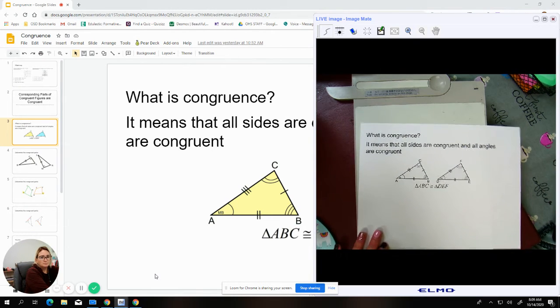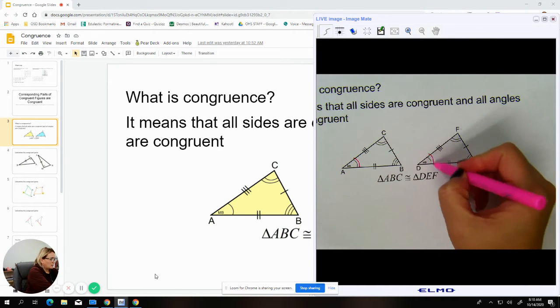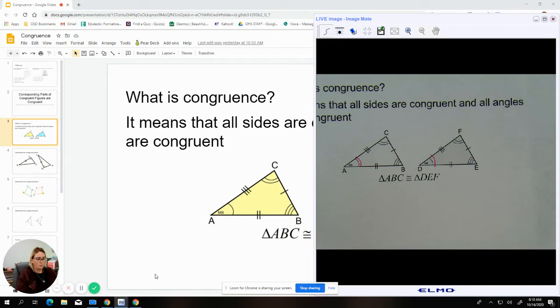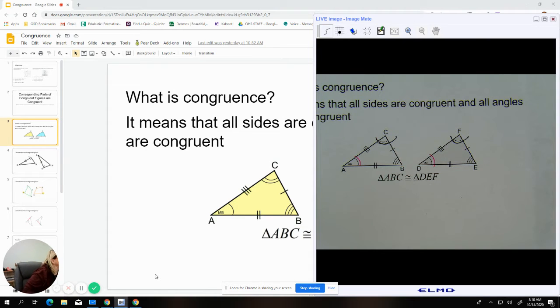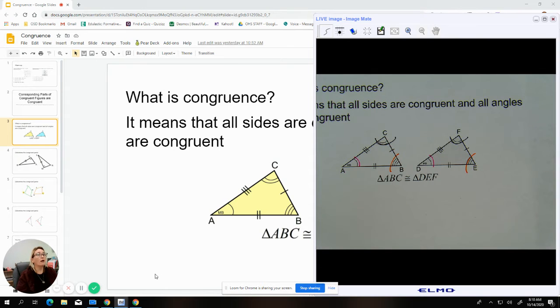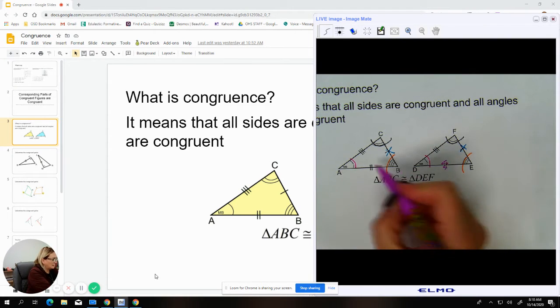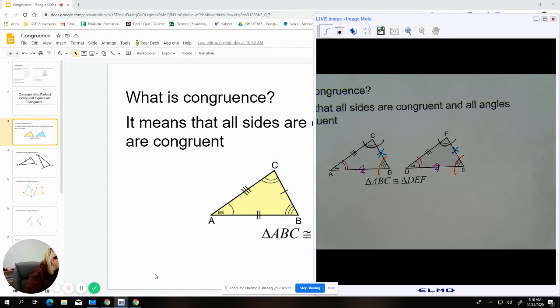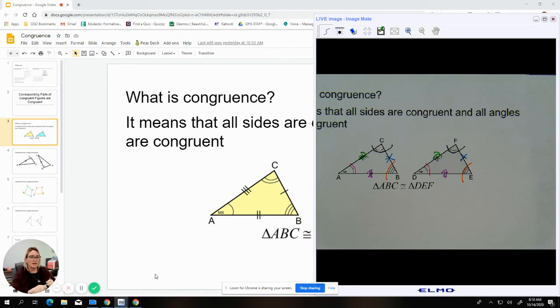So if you look, it is telling us that this angle and this angle are the same, okay, because they have one line. They're saying that this angle and this angle are the same because they have two lines. This angle and this angle are the same because they have three lines. This side and this side are the same, again, for one line. This side and this side are the same for two lines. And lastly, this side and this side are the same because they have three lines.